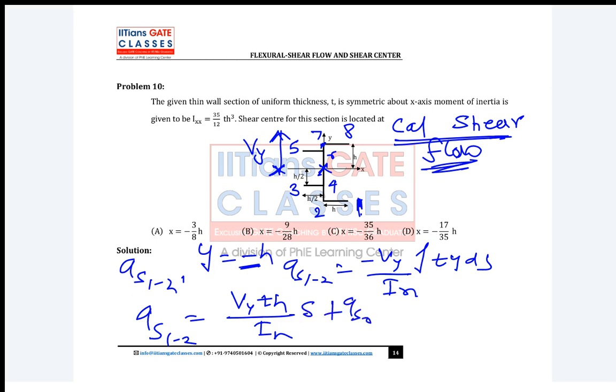What will be q_s0 here? We already know. At s equal to 0, q_s0 becomes q1, which is 0. So what will be the variation? Q_s 1 to 2 will be Vy t h s upon Ix. Now guys, we found the variation for 1 to 2. Let's do 3 to 4.